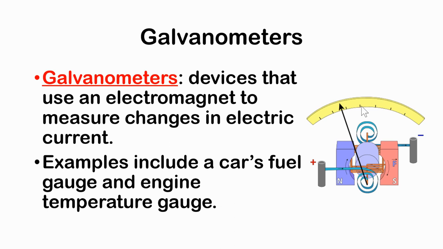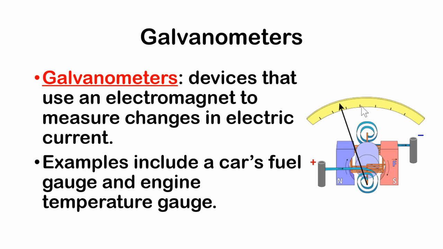So we have this device called a galvanometer. That's how I'll say it. Some people say it differently. Whew, tripping over words. I go with galvanometer. It just works for me. I learned this word by reading it. So galvanometers are devices that use an electromagnet to measure changes in electric current. Examples include a car's fuel gauge and an engine temperature gauge.